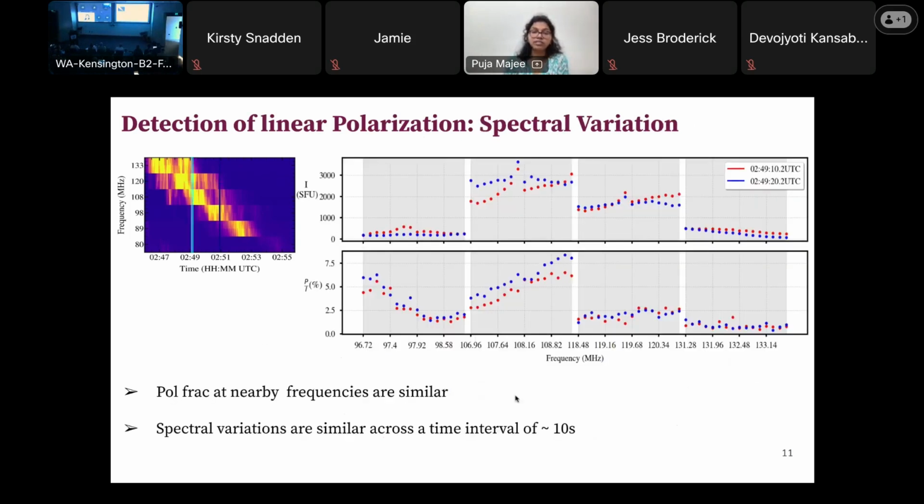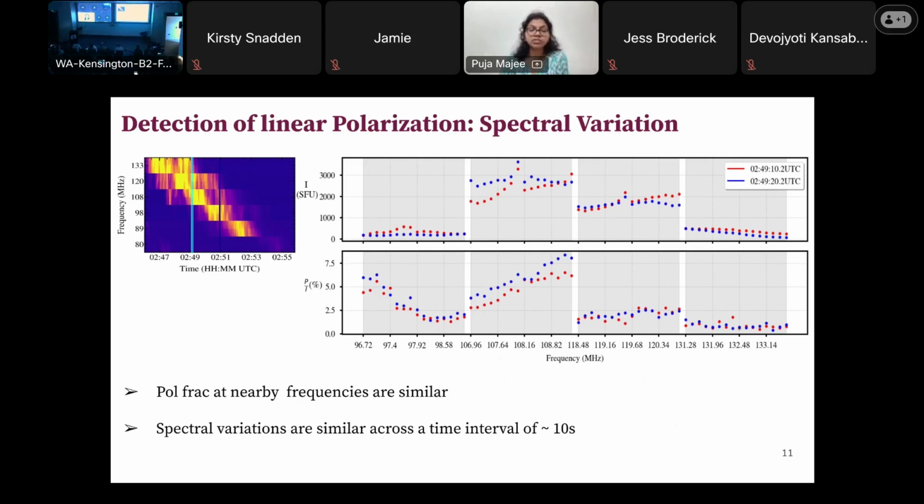Now, interestingly, in this case, when we looked at the spectral variations at close by times, at a 10 second interval, we can see that the variations at the two timestamps are quite similar, and here as well the nearby frequencies are correlated to each other. This tells you that whatever is giving rise to this linear polarization emission, the structure is very stable across time, and also it is large, because this similarity is consistent for all of the spectral bands.